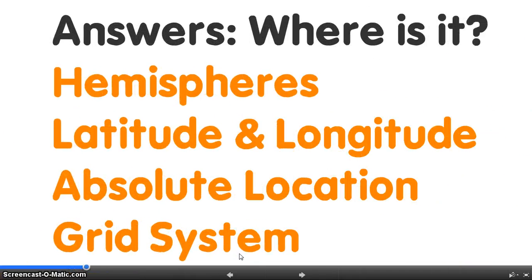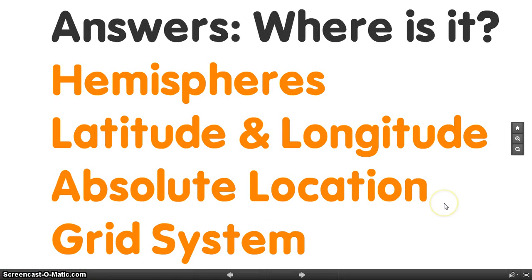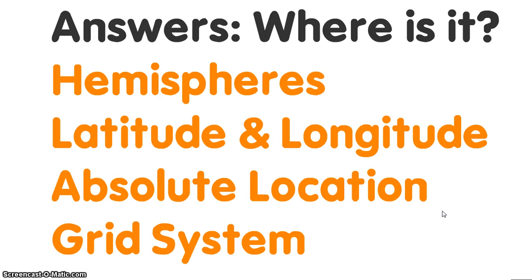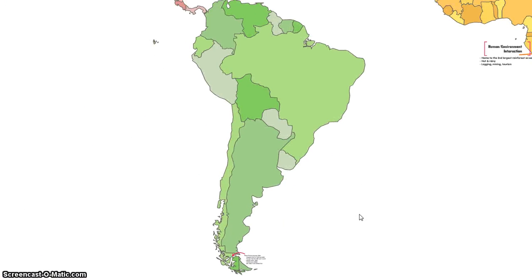So location answers for us where: the hemispheres, the lines of latitude and longitude, as well as the absolute location. Where on the globe is it absolutely, in accordance with the grid system that latitude and longitude lays out. So that's location. Let's now take a look at something a little bit more specific, like place.